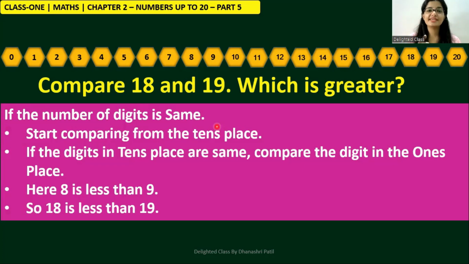Very good. So if we consider 8 and 9, number 8 is closer to 0 as compared to 9. And we know the number which is closer to 0 will be the smaller number, right? So we can say 18 is smaller than 19. Okay. So how to write this?